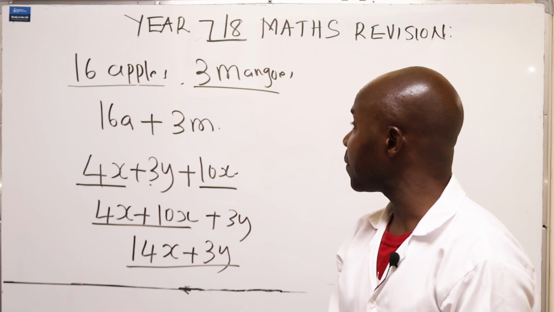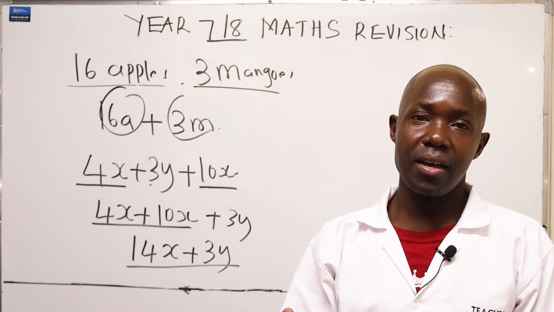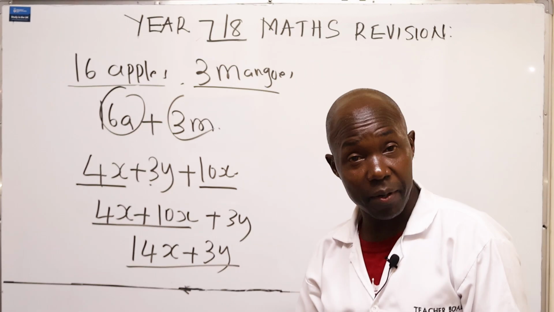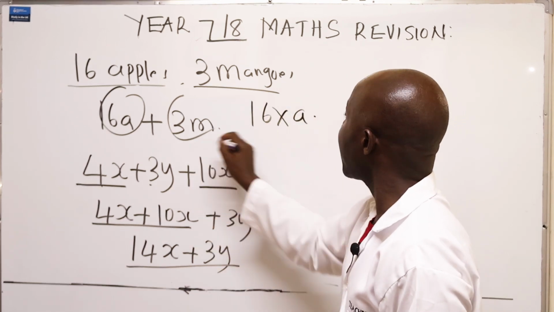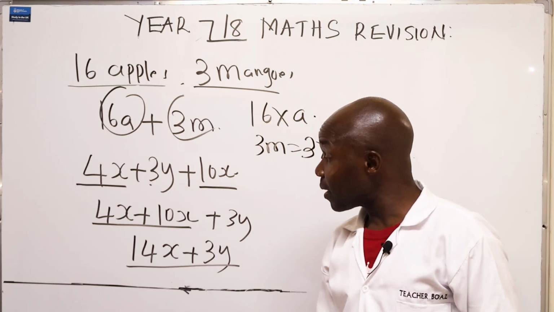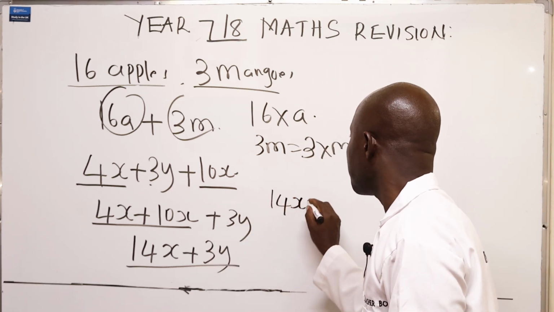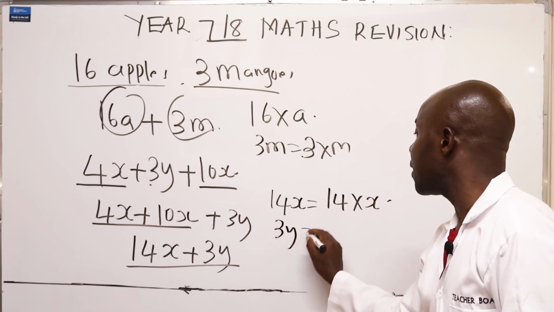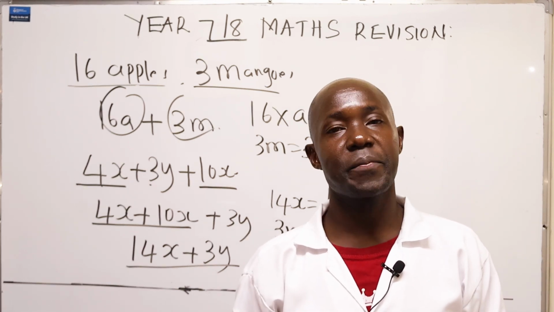Now, allow me also to explain something. What is the meaning of 16a, or what is the meaning of 3m? The analysis of that particular variable, or an expression that we have. 16a means 16 times a. And 3m means 3 times m. The same way somebody may ask, what is the meaning of 14x? It simply implies 14 times x. 3y mathematically means 3 times y. And I want to make myself very clear on that.